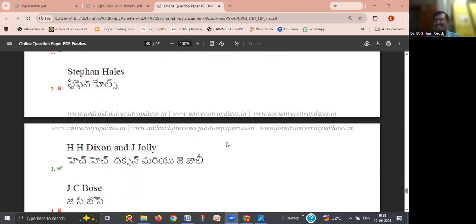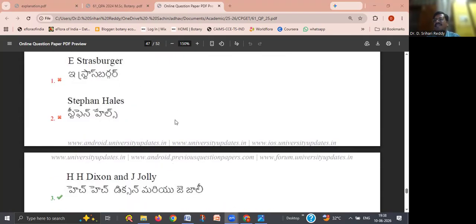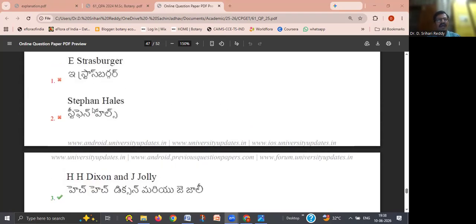And you know, our Indian scientist who got the Nobel Prize, J.C. Bose, Jagadish Chandra Bose, proposed the pulsation theory. This also explains the ascent of sap. Okay, but the theory proposed by J.C. Bose is the pulsation theory, that you have to remember. And the root pressure theory was proposed by Stephen Hales. So there are several theories.